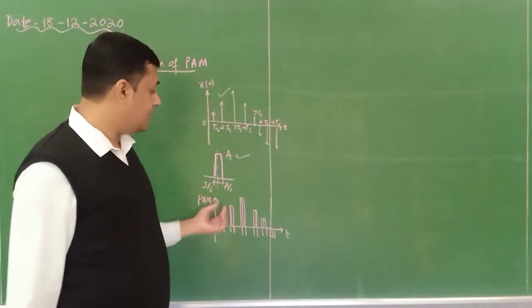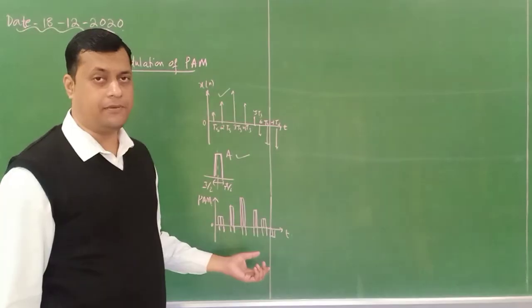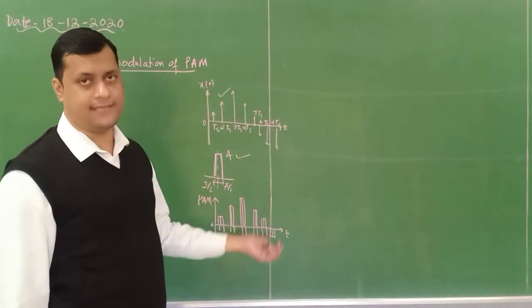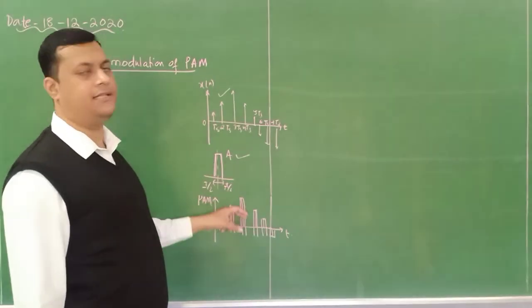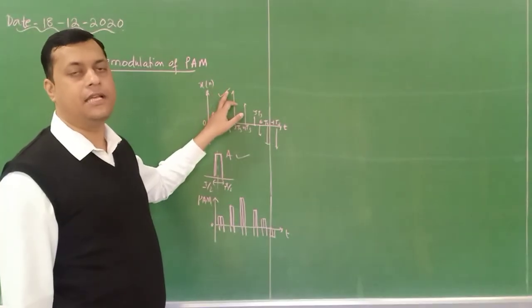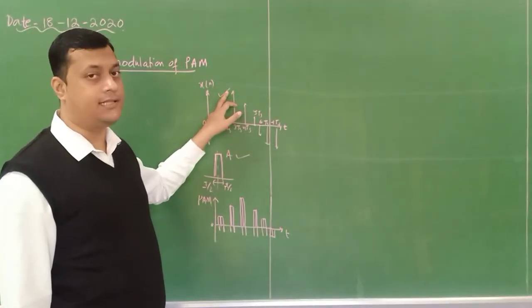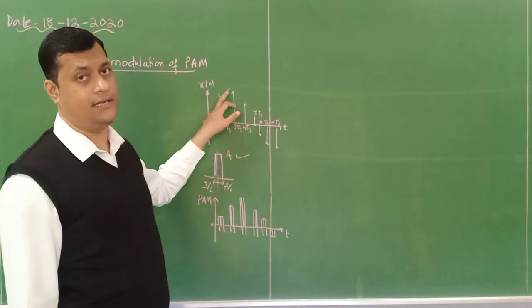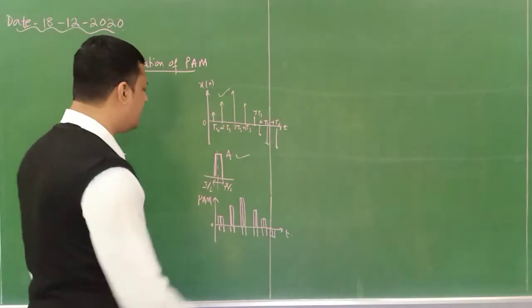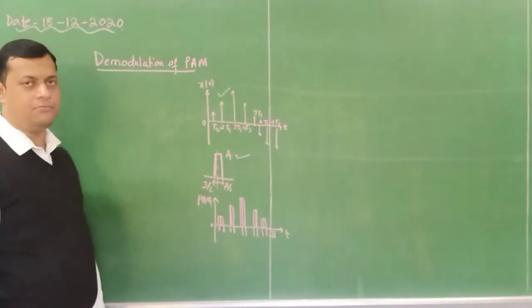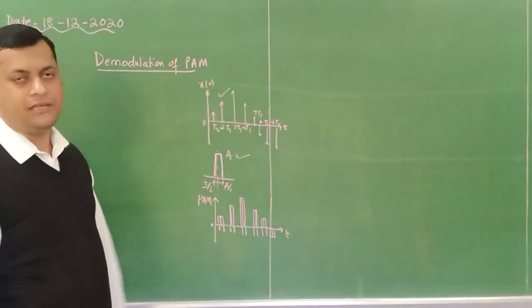Neither the time period of a particular pulse changes, only the amplitude is changed. If the amplitude of a pulse is changed with respect to the given input signal, then you can say it is called a pulse amplitude modulated signal. Okay. So this is the basic analogy behind generating the PAM signal.